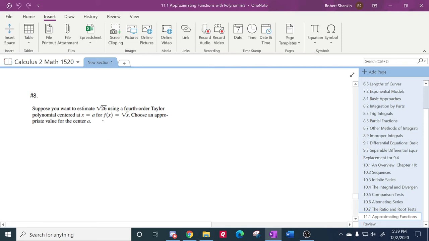The function is the square root of x. We want to project out a little bit from a known value. Well, we know the square root of 25. So what we would do is we could say f of x equals the square root of x, which is the same as x to the 1/2.